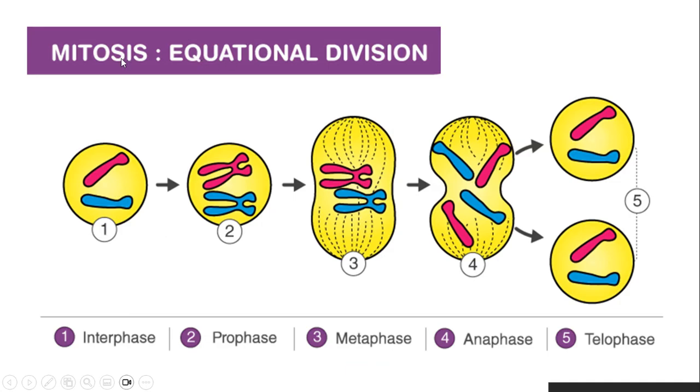Alright, so mitosis is an equational division. From one cell, what do you have? You have two. Here in metaphase, you see an alignment, right? In anaphase, you see division. As you can see, these two sister chromatids are divided. And in telophase, you'll see two, one here and one here, right?